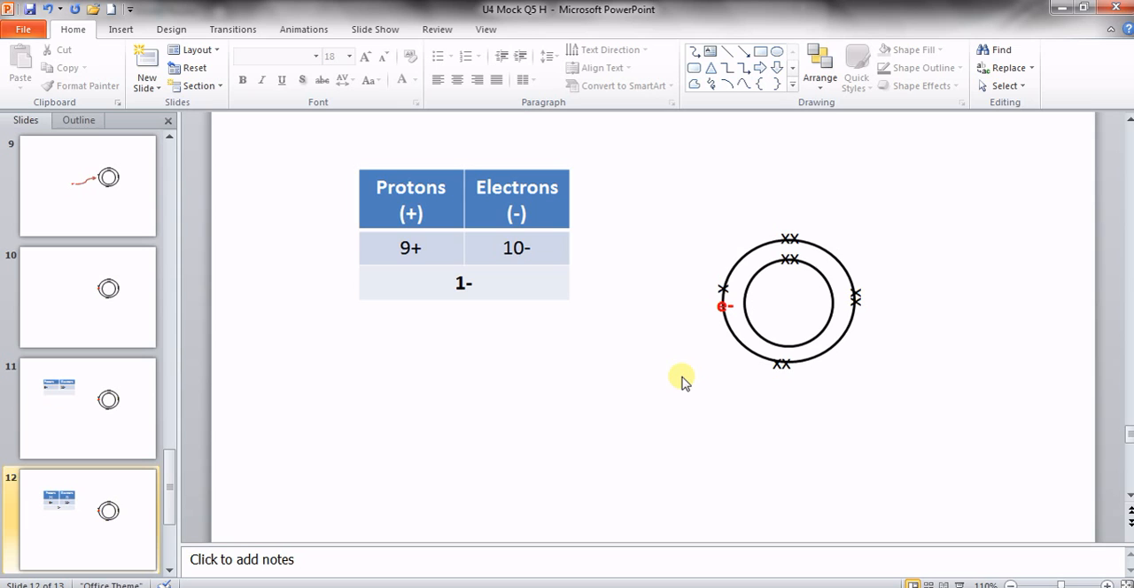So that atom is no longer an atom, it's become an ion. Remember, an ion is a charged particle. It's an ion with a 1 minus charge because it's got one more electron than it has protons.